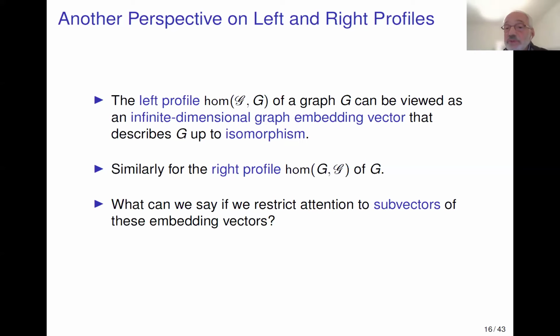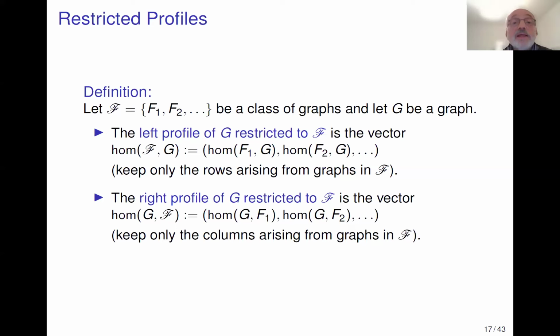we take a subvector of it? In other words, what happens if we eliminate some rows for the left profile or eliminate some columns for the right profile? Well, so now we are looking at an arbitrary class of graphs, just a subclass of the class of graphs. And then the left profile of G restricted to the class F is simply the vector hom(F, G), hom(F1, G), hom(F2, G), etc. In other words, here you keep only the rows arising from graphs in your class F.